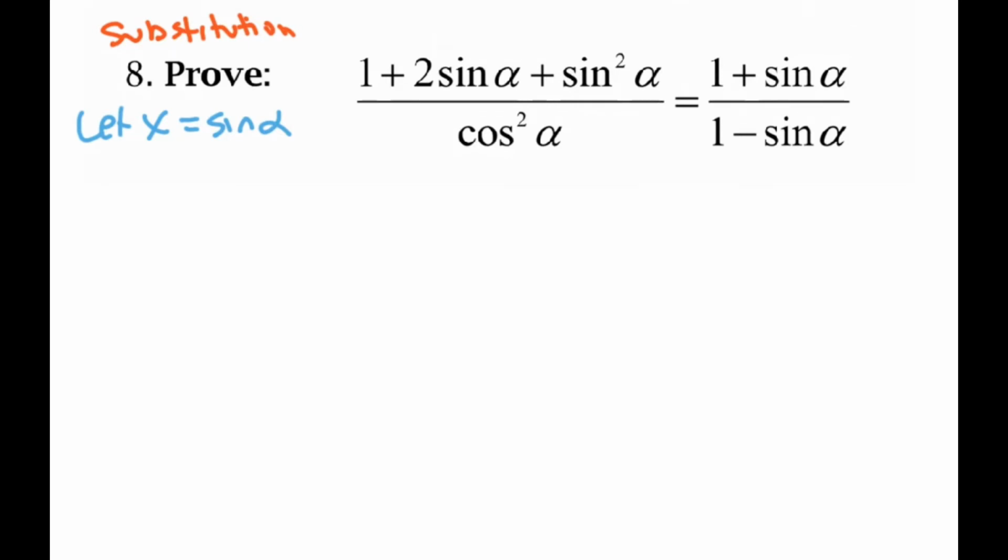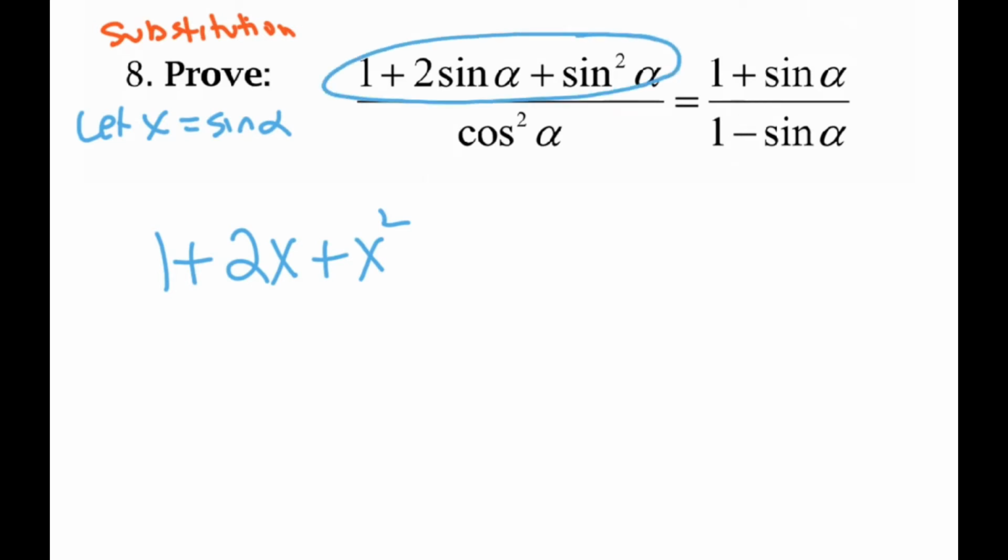So let's rewrite our numerator. Instead of sine alpha, we're going to write x. Instead of sine squared alpha, we're going to write x squared. Okay, so let's just focus on that for a minute. We're not going to look at any other part of the problem. Let's just look at that.